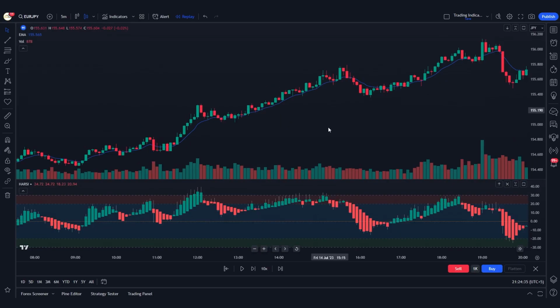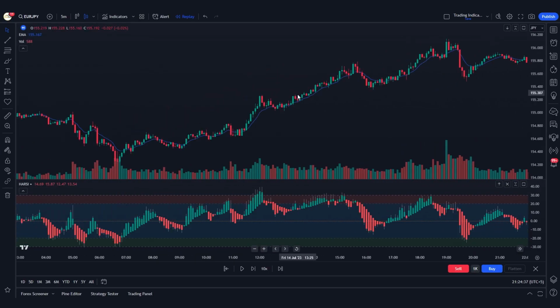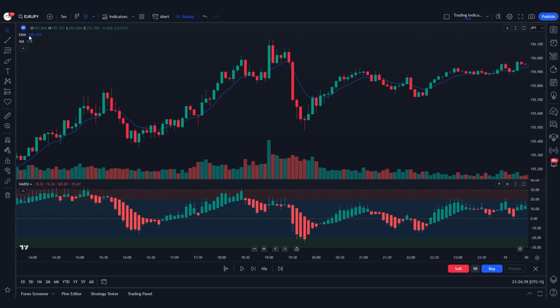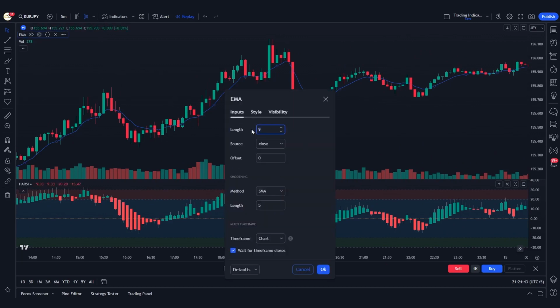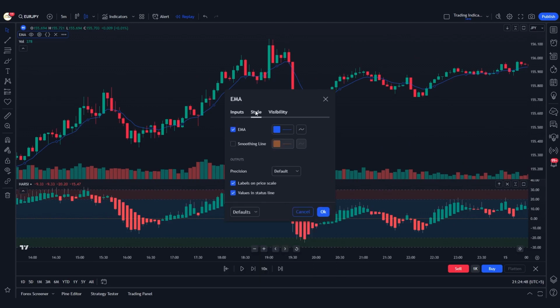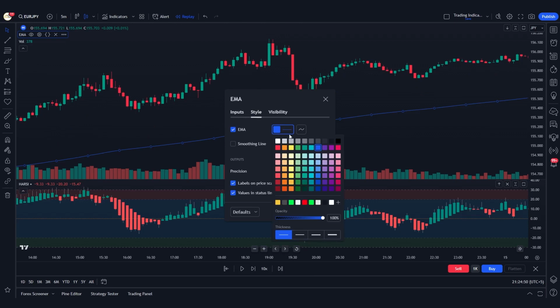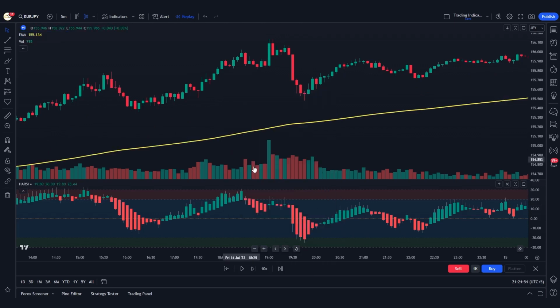Now we can see that both these indicators are plotting the data onto the chart, and we can go to the settings of this EMA indicator, and we're going to change the length from 9 to 200. So we'll be using the longer period exponential moving average to find the trends in the market, and we can change the color and the thickness of this line so that it will be easier for us to see.